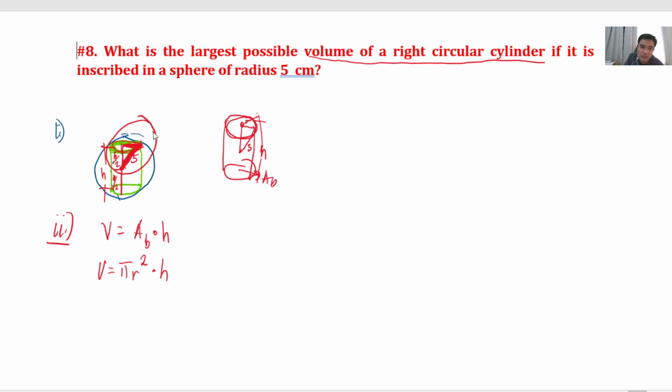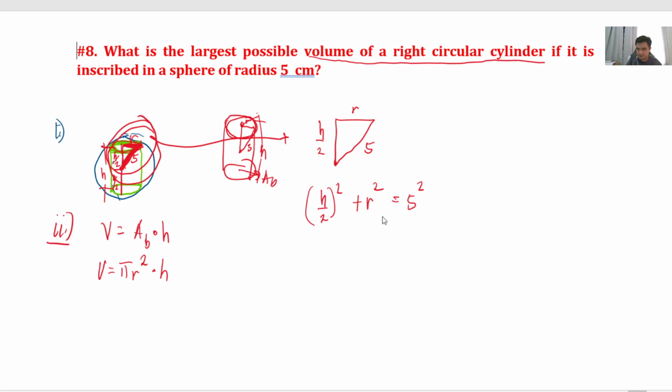So, pag ika-cut ko ito, parang meron kang ganyan. Makukuha ang ganyan. So, this is 5. This is H over 2. And this is R, the radius of the base or top ng cylinder, which is denoted as R. Okay? So, kung makikita mo, class, pwede nating i-apply ang Pythagorean theorem. Wherein, that is H over 2 squared plus R squared is equal to 5 squared.